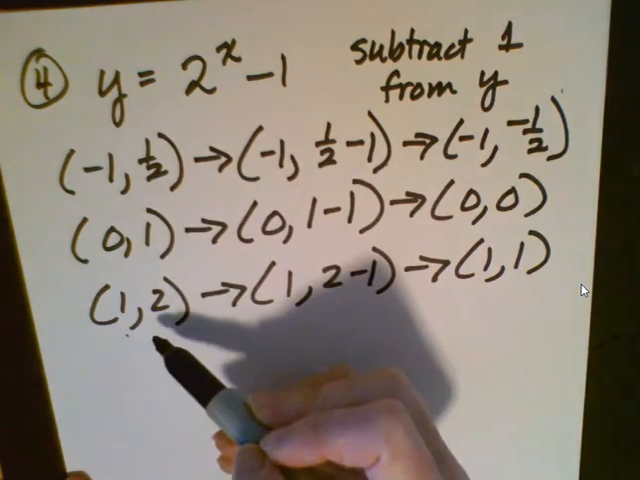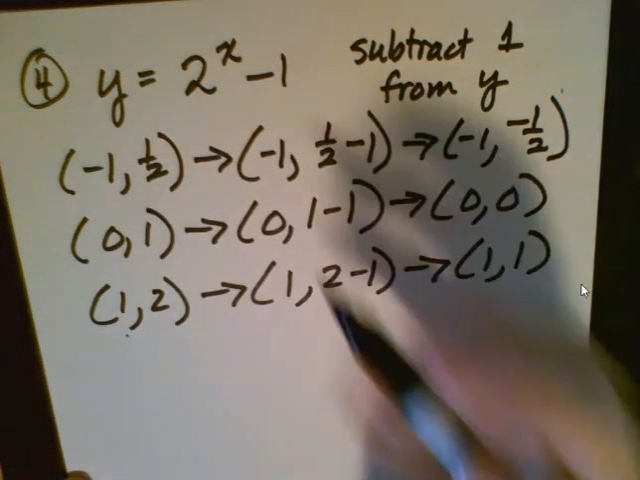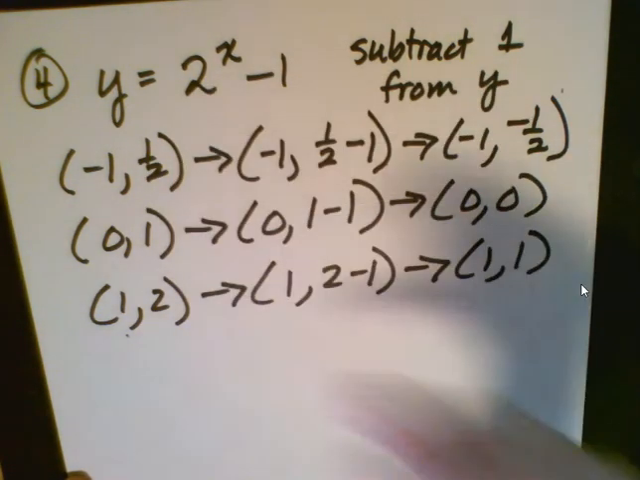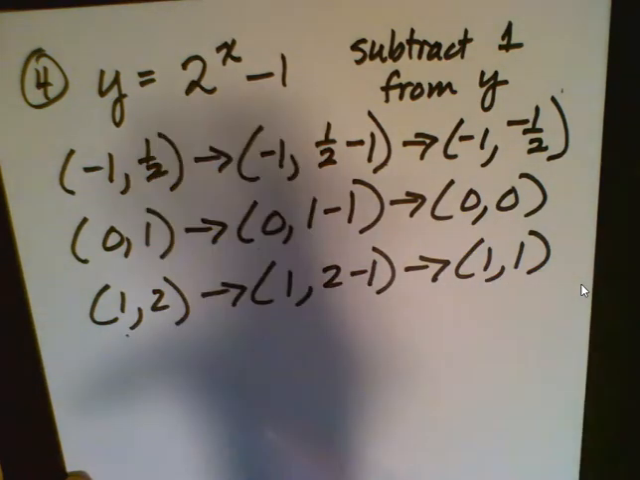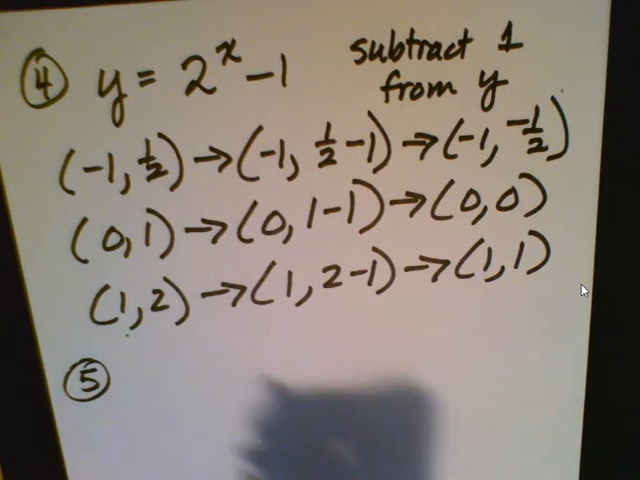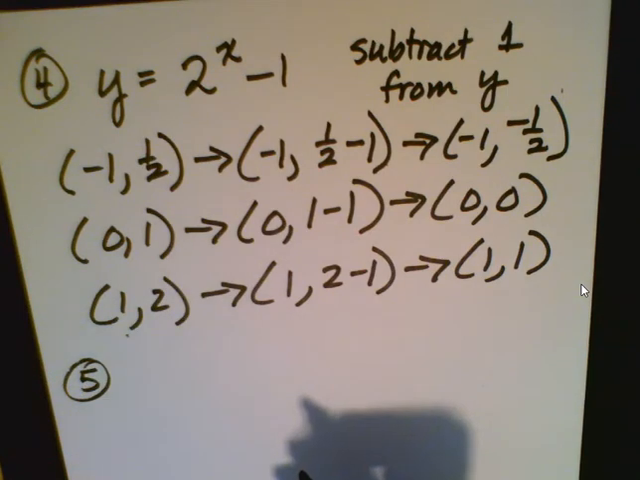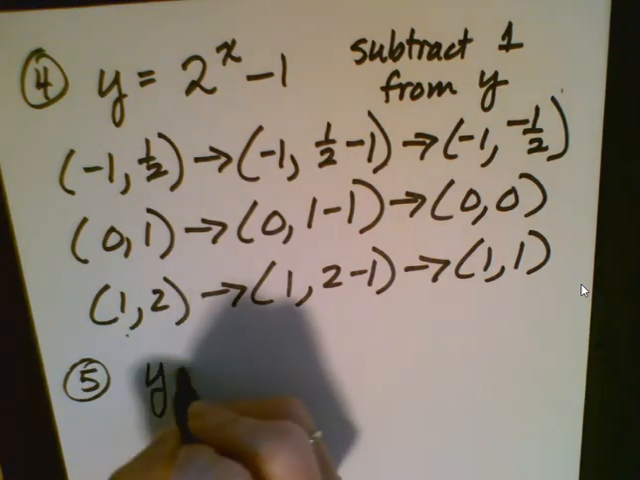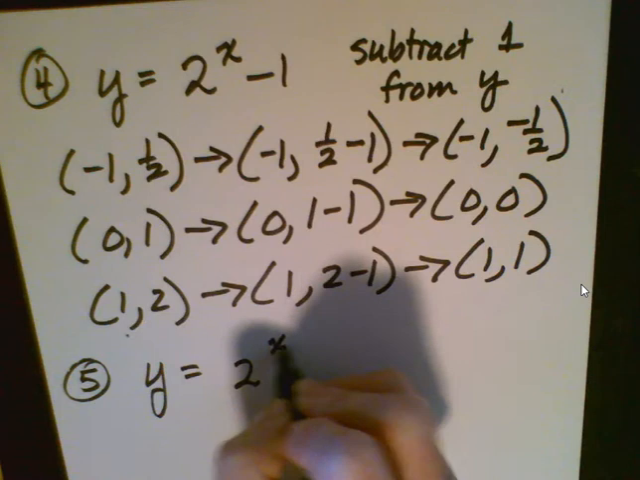Plot the original points, then plot these points and see that the entire graph is shifted down. Or go back to the reflections and see how it flips over the y-axis, flips over the x-axis. You need to visualize this stuff. Okay, let's look at the difference between that and 2 to the x minus 1.